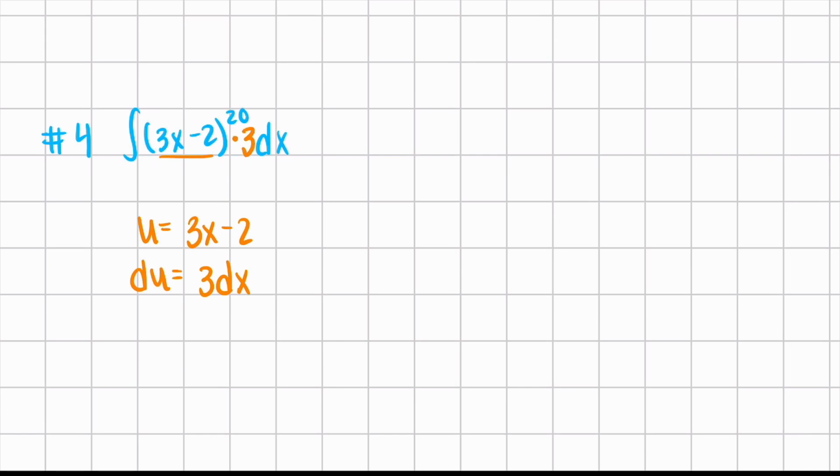So to make it 1, 1/3 times 3 equals 1. So I'm going to put a 1/3 out front. We don't need it, but I need to include it in order to not change my problem. So I'm going to rewrite this in terms of u, and then we can integrate.